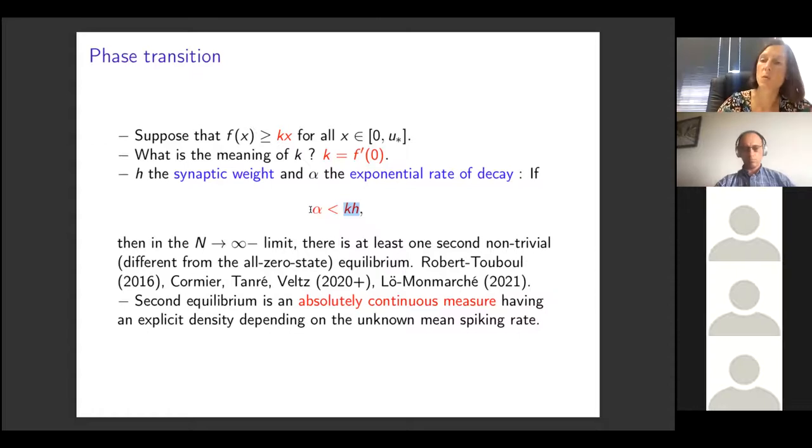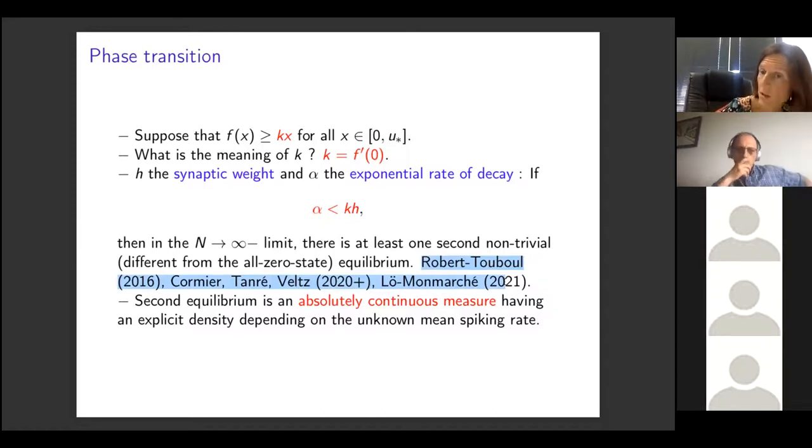it's possible to prove, it's relatively easy, that we must have at least a second non-trivial invariant state for the limit system. And this has been observed by all these people. And actually the second equilibrium is an absolutely continuous measure having a compact state space. You can write it down explicitly, except that you don't know the closed formula for the mean spiking rate.